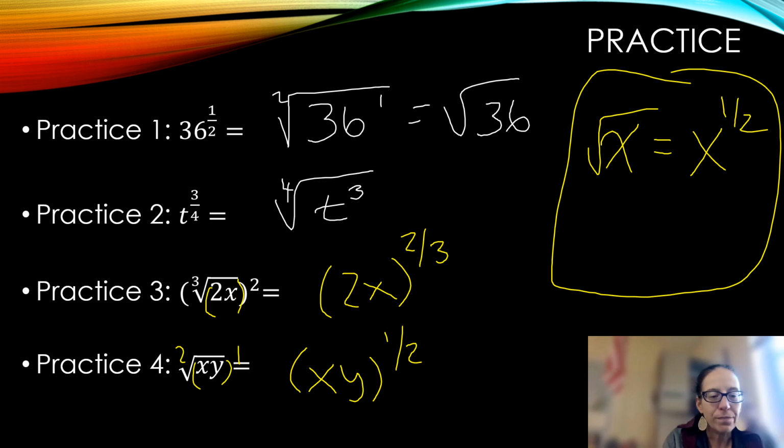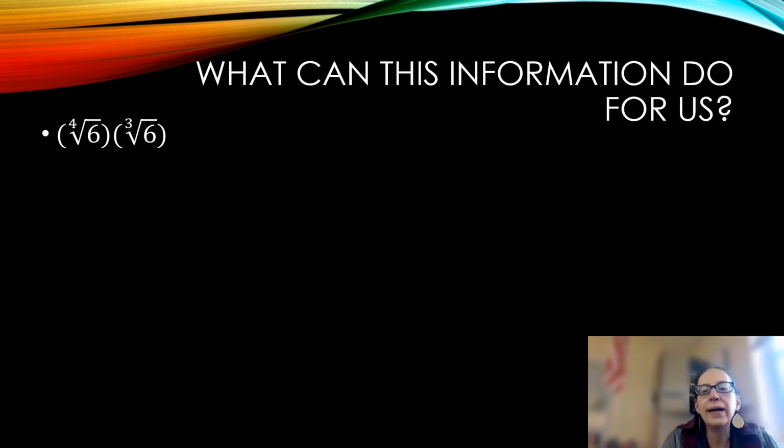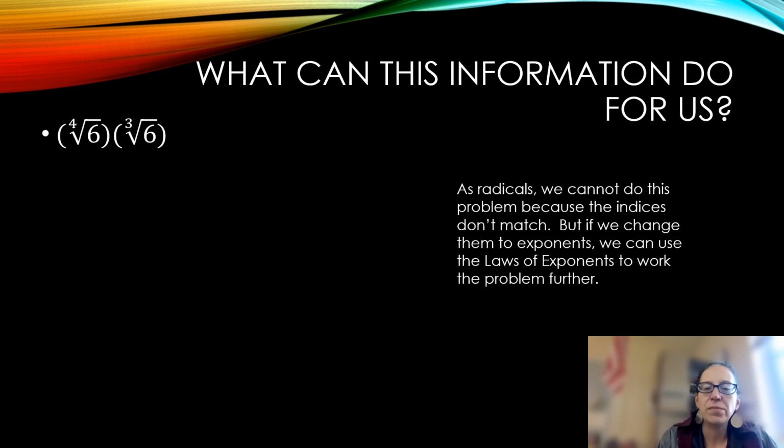All right. So what can this information do for us? Why is this a tool that we want in our mathematical toolkit of things we know how to do? Well, there it is. As radicals, we cannot do the problem on the left there. We have the 4th root of 6 times the cube root of 6. And we can't do that if the indices don't match.